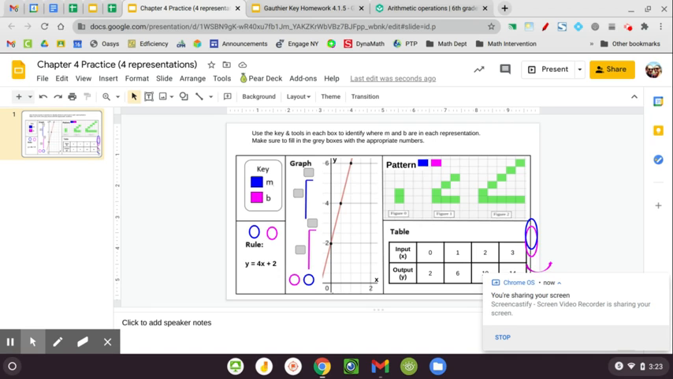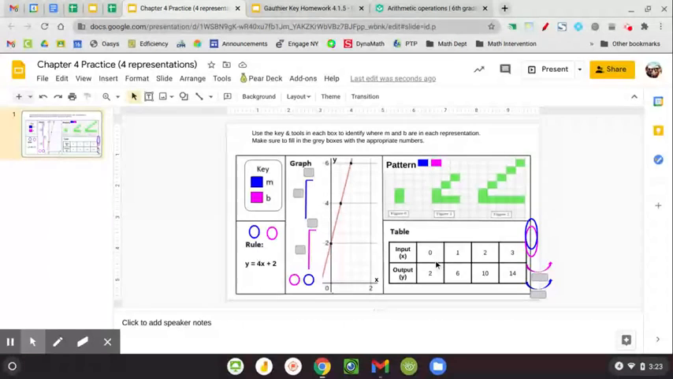Hey guys, I just wanted to make a little review for you for chapter 4 with the different representations of where we can find the M and the B in our rule, our graph, our pattern, and our table. So you're going to see some examples like this coming up in class, and I just want you to understand kind of how we can see this. It's a nice little wrap up for this chapter.